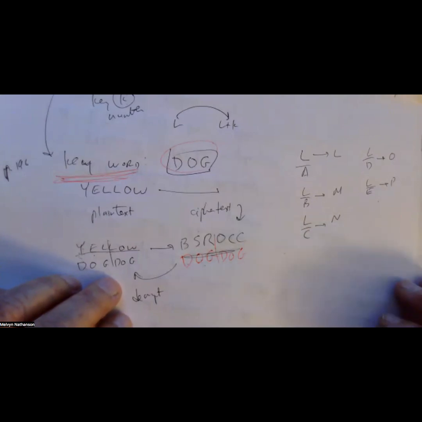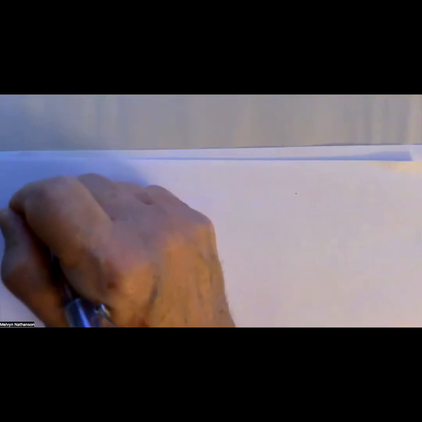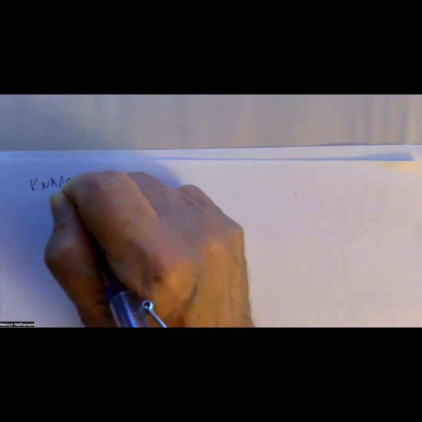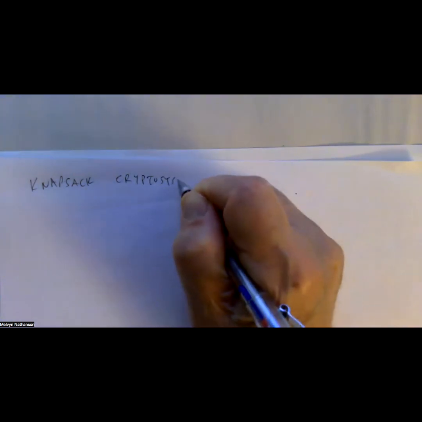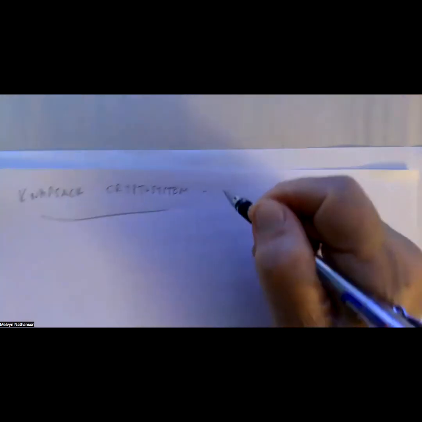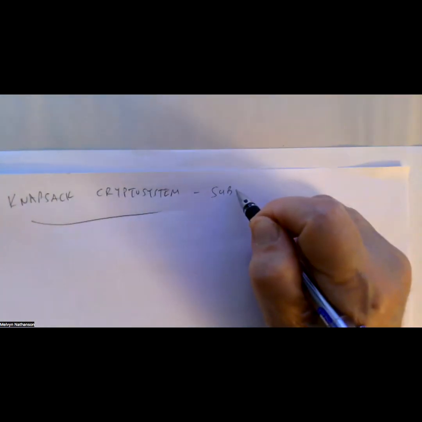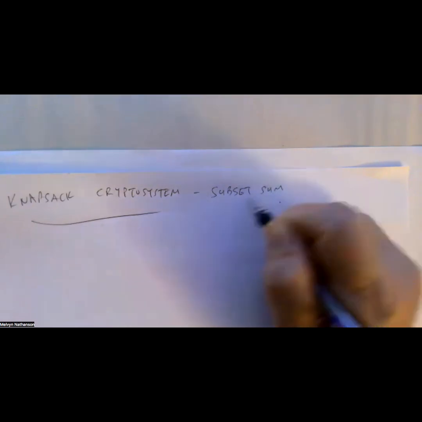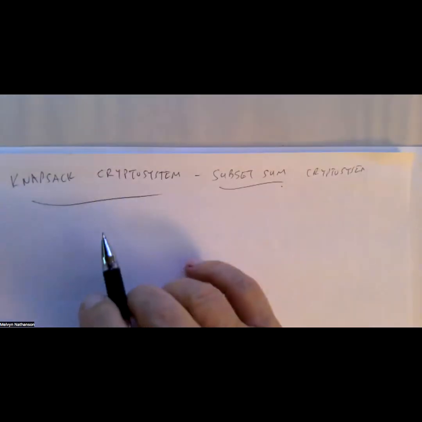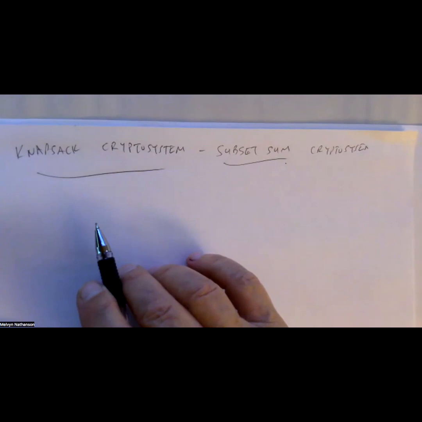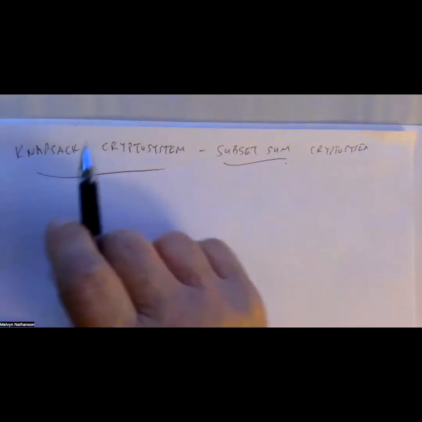Now, the mathematically more interesting system is what is called a knapsack crypto system, which is also sometimes called a subset sum crypto system. And it's based on the following idea. Suppose I have a set S.